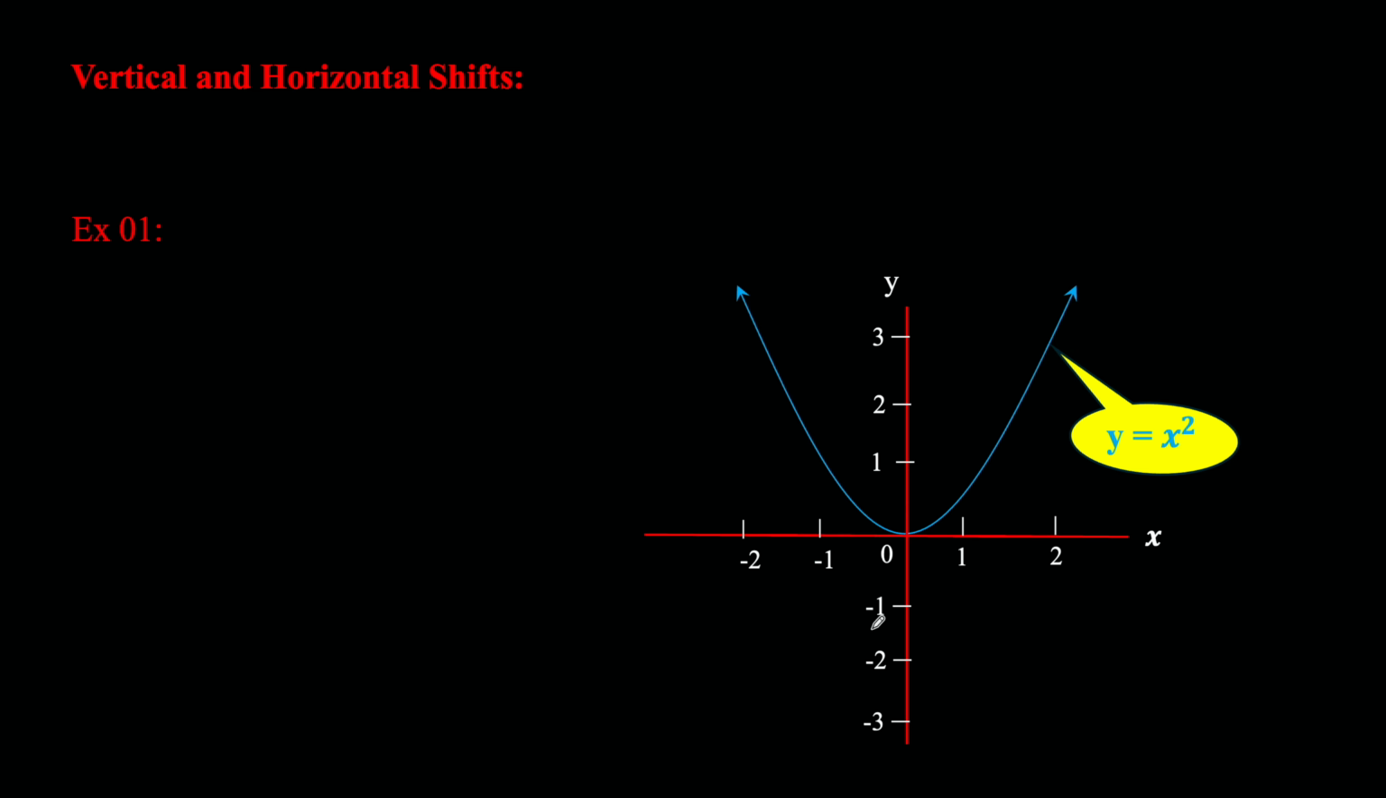Let's see our first example. This is the curve of x to the power 2. You here will find a card. You can click here and see all types of functions with their graphs, okay? If you didn't watch this video, you can watch it. So y is equal to x squared. This is the curve. Now we want to shift this curve upward, okay?